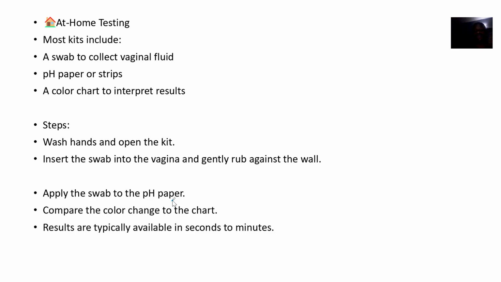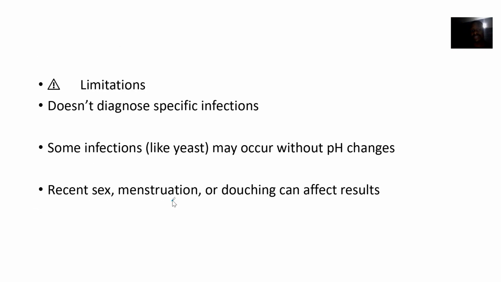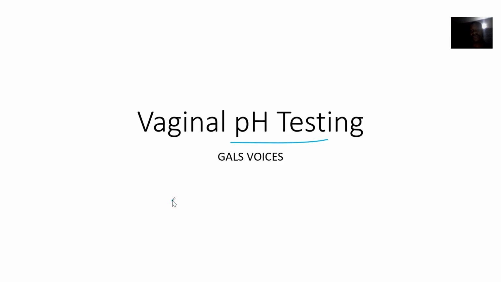So use this kit: a swab, pH paper strips, and a color chart to interpret results. All right. So these are the steps. Hygiene first. Insert the swab into the vagina and gently rub it against the wall. Apply the swab to the pH paper. Then compare the color change. Any color change, you compare it to these colors so that you can determine the acidity or basicity.